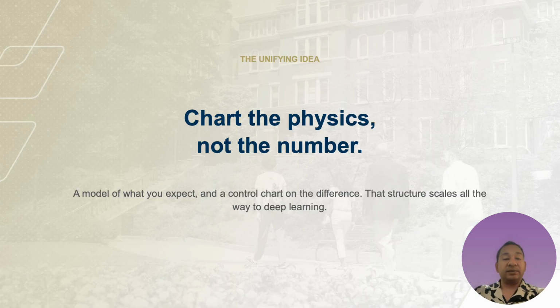Chart the physics, not the number. A model of what you expect and the control chart on the difference. I'm giving this its own slide because it is the most transferable idea in this unit and because it scales all the way up. At the bottom of the scale, it is subtracting the average seasoning curve. Arithmetic you could do in a spreadsheet. At the top, it is a transformer trained on an unlabeled sensor trace with a threshold on the reconstruction error. Same structure: a model, and a chart you can explain.